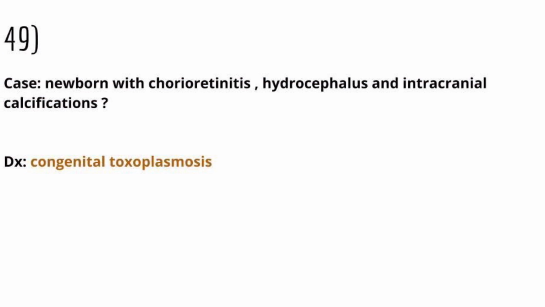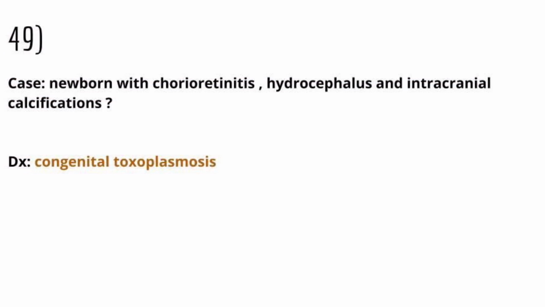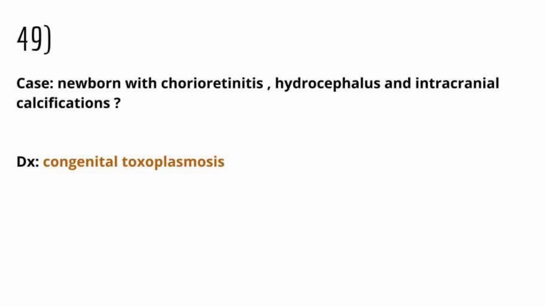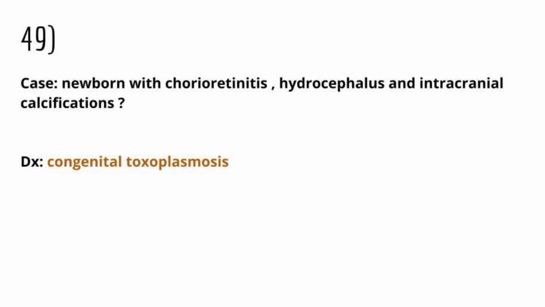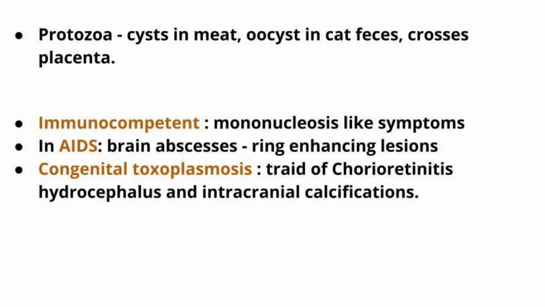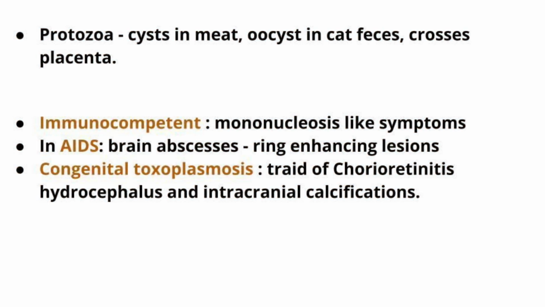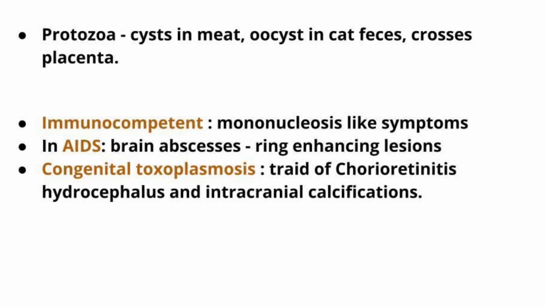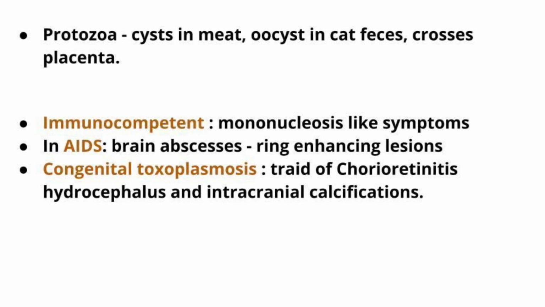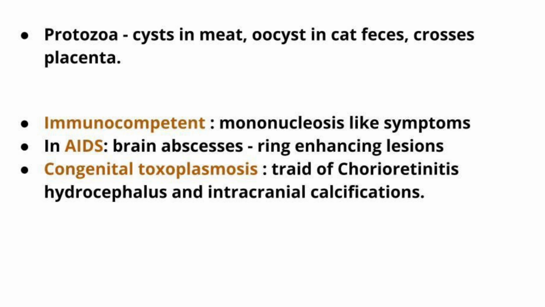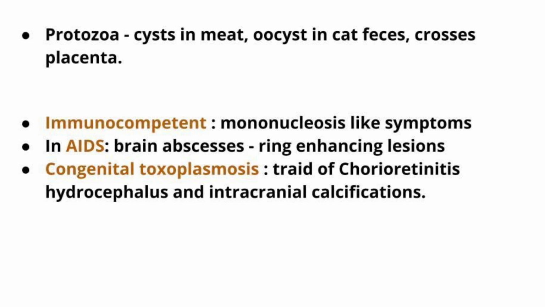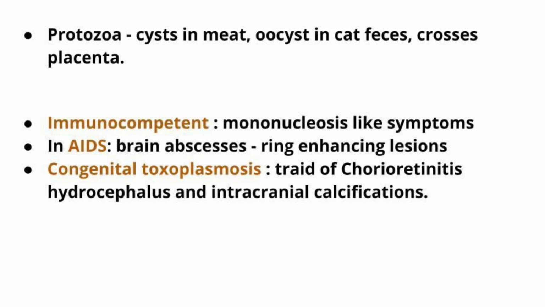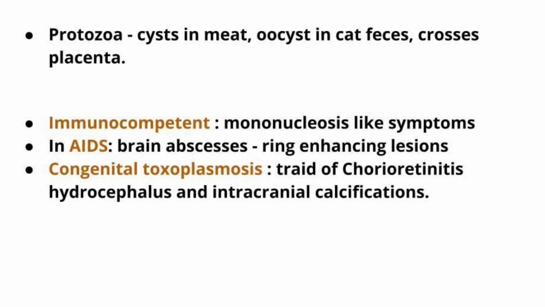49th. There is a newborn with chorioretinitis, hydrocephalus, and intracranial calcifications. This is the triad of congenital toxoplasmosis. Toxoplasma gondii is a protozoa. The infection is spread through cysts in undercooked meat, or oocysts in cat feces when contamination occurs in food making and processing. It can also cross the placenta and thus cause congenital toxoplasmosis.